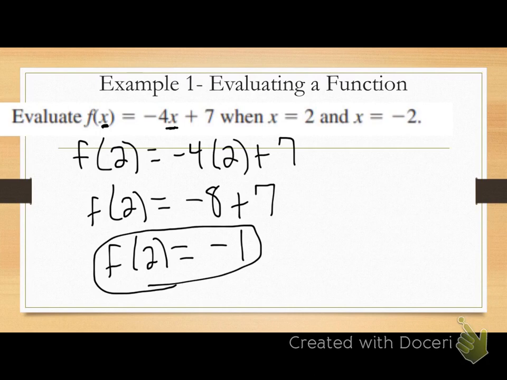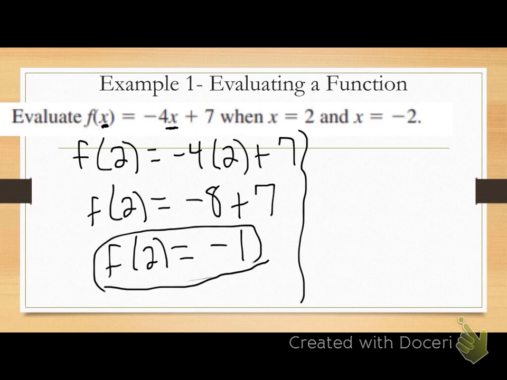Please, please, please don't try to divide by 2 on the next step, because once again, that is not multiplication. We're evaluating our function when x equals 2. So we would just say f of 2 equals negative 1. And that's where we stop.